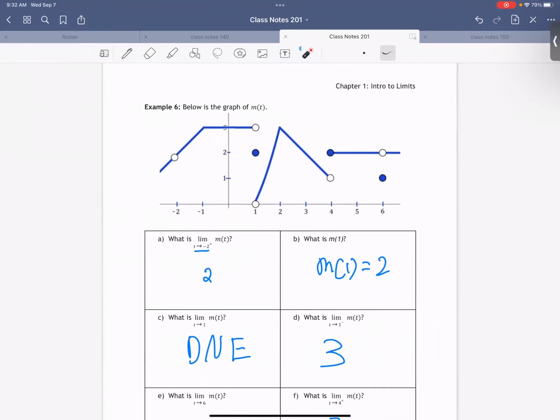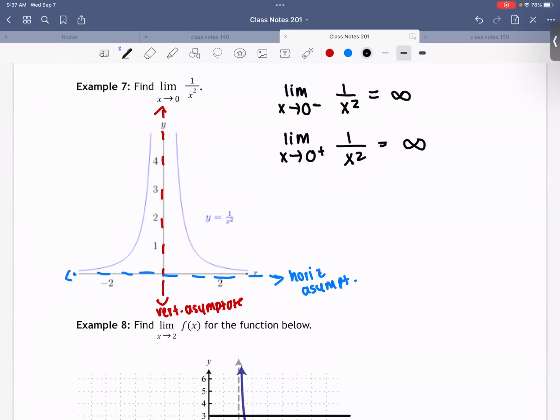Okay, as we're getting closer and closer to 0 from the right, where's our function going? Infinity, right? We're getting closer and closer to positive infinity. Okay, so because the left and right limits match, do we have a 2-sided limit? Yes, right? The limit as x approaches 0 of 1 over x squared equals infinity. Okay, so infinity can be an answer to these limit questions.